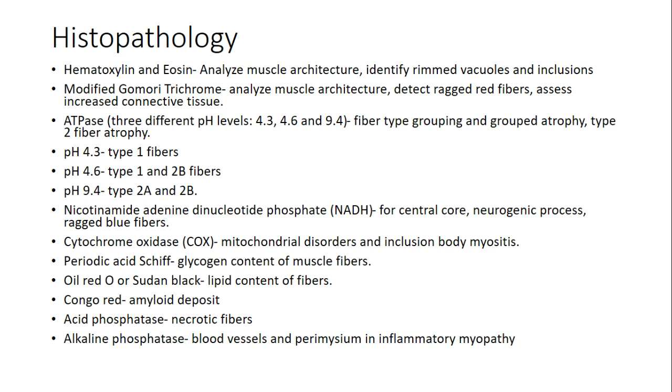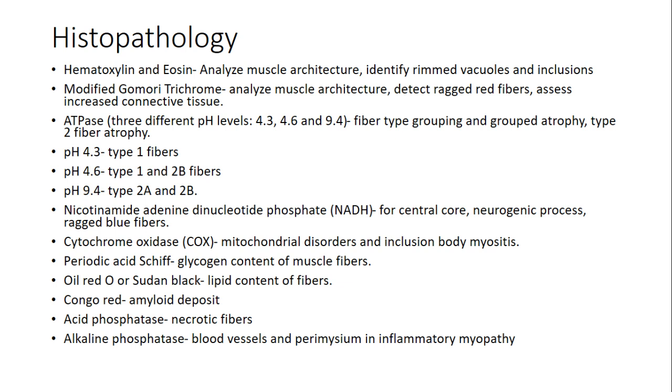Oil Red O or Sudan black, again for the lipid content, appears black. And then Congo red for amyloid deposits. I think that is another very common one with the new therapies. That could be something in the exam. It could be in the nerve, it could be in the muscle. Acid phosphatase, we talk about that for the necrotic fibers.